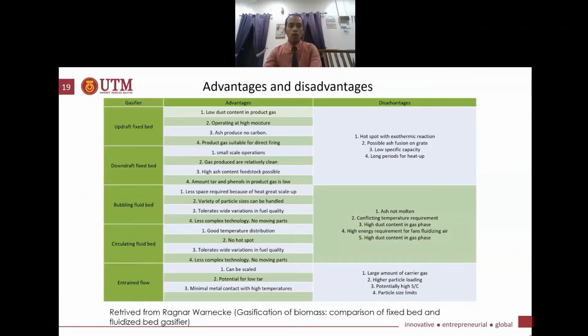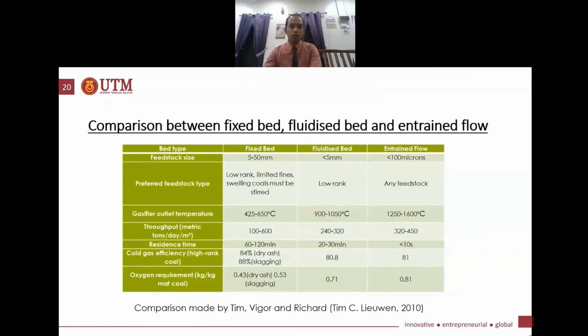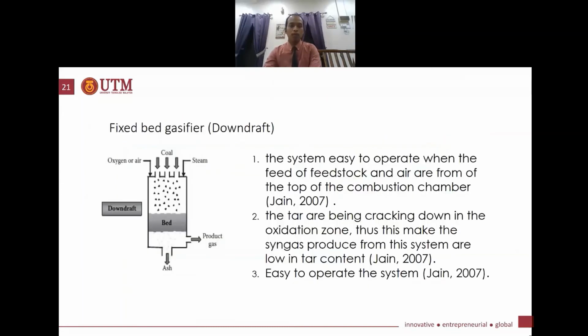Here, we will look at the advantages and disadvantages of each type of gasifier system. Comparison between fixed bed, fluidized bed, and entrained flow. Fixed bed gasifier, downdraft. The system is easy to operate when the feedstock and air are fed from the top of the combustion chamber. The tar is cracked down in the oxidization zone, which makes the syngas produced from the system low in tar content.